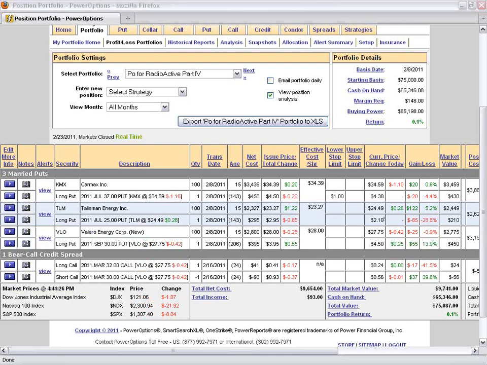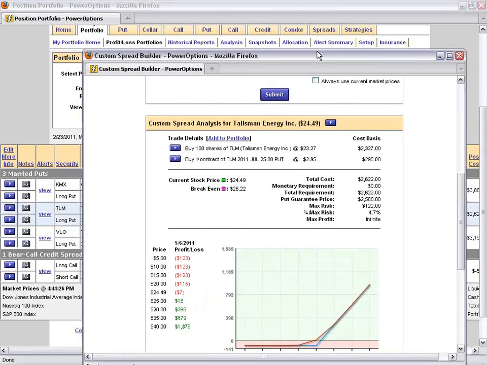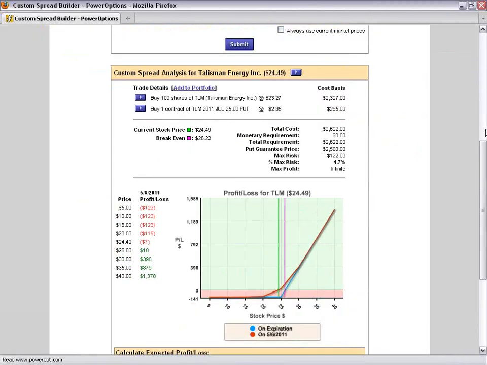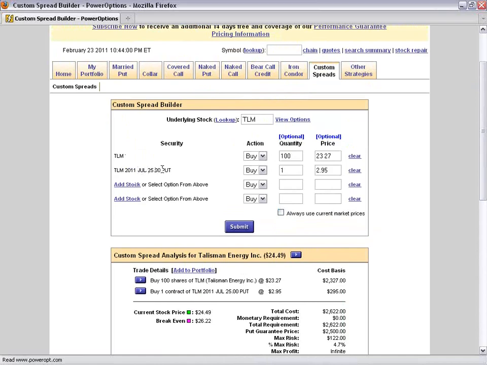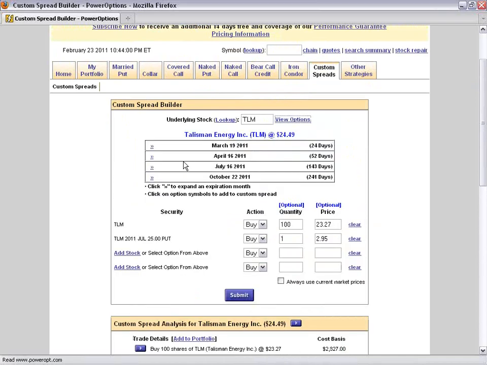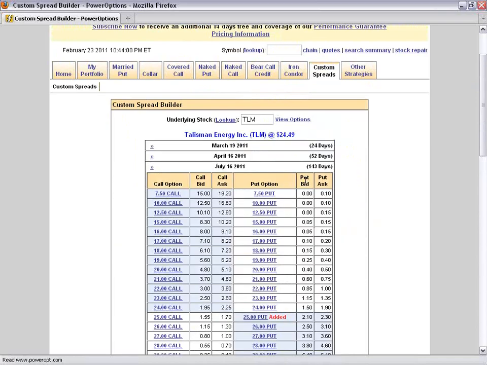Profit and loss chart. Okay, we're going to do an income method number 3. We're going to use the 25 put. We're going to roll to the March 25 put. So I'm going to set it up here, simulate an income method number 3. I've already got the July 25 put purchased. I'm going to add that back in.